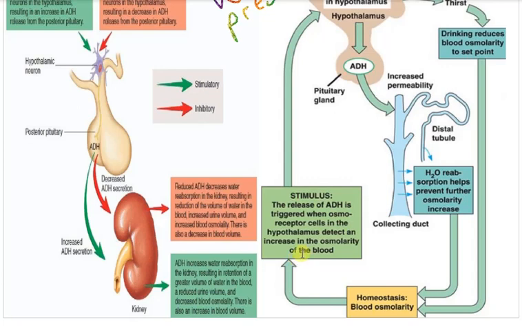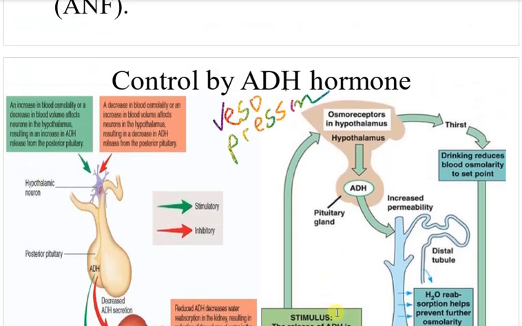Okay, so what happens when they detect an increase in the osmolarity of the blood, meaning the blood gets concentrated? The moment your blood gets concentrated, you can understand that your blood pressure will also increase. So when the blood pressure increases, it gives a stimulus to the hypothalamus, that supreme commander in our brain. And this hypothalamus stimulates the posterior pituitary to secrete ADH, also known as vasopressin.